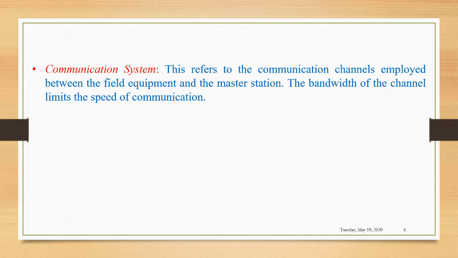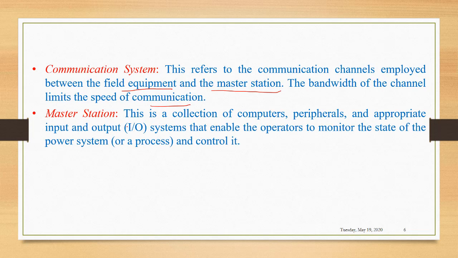The second major component is your communication system. This refers to the communication channels employed between the field equipment and the master station, that is, between the RTU and the master station. The bandwidth of the channel limits the speed of communication.